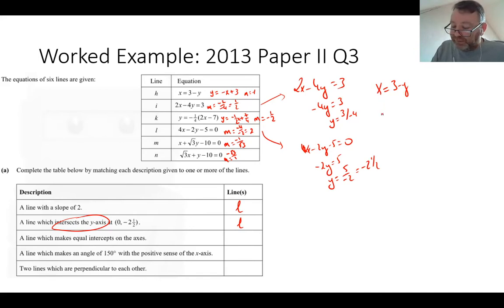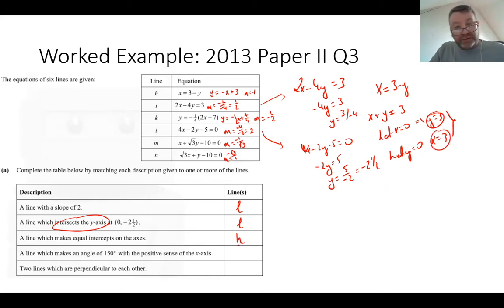Now let's just rewrite that. x plus y is equal to 3. So I'm just going to bring the x and y together. Now let's let x equal 0. Let's switch off the x. What happens? We get y equals 3. Okay, let's switch off the y. What do we get? x equals 3. So this line passes through 3 on the y-axis and 3 on the x-axis. So therefore that answer there is H.